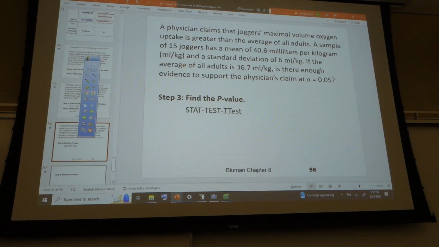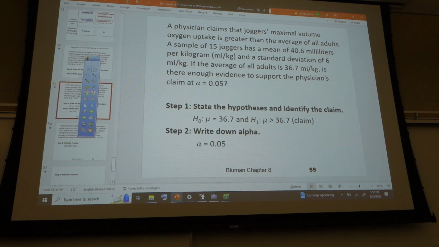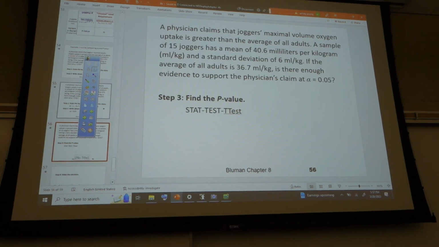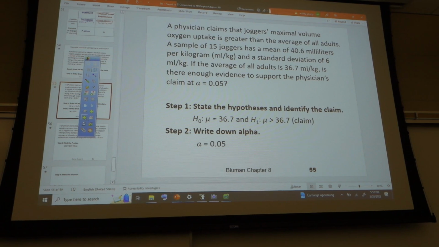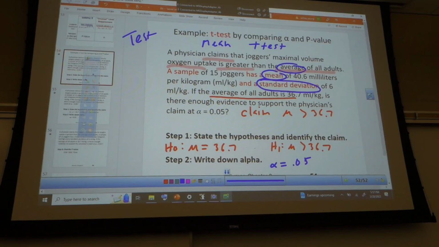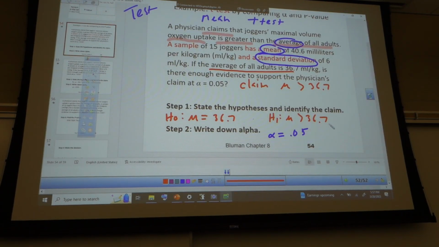Step 3. Find the p-value. Oh, and also they wrote down the claim next to it. So then this one's my claim. So I'm going to be using which word in step 5? Support. Support, exactly. If H1's my claim, I'm going to use the word support later on.